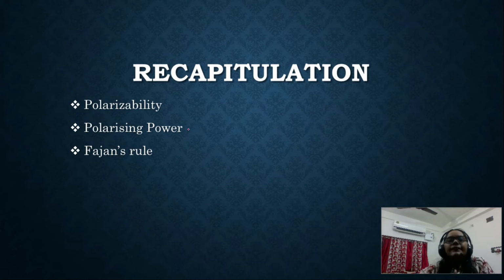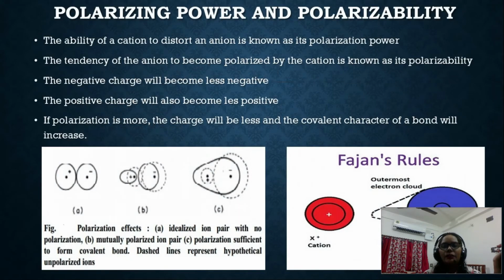Okay, so these are some of the topics that we discussed in our previous class, that is polarizability, polarizing power, and Fajan's rule. This is just at a glance whatever we have discussed. For your recapitulation, you can memorize again what topics we have covered so far. That is why I have given the topic names. Polarizability, polarizing power and Fajan's rule we have seen in our previous class.